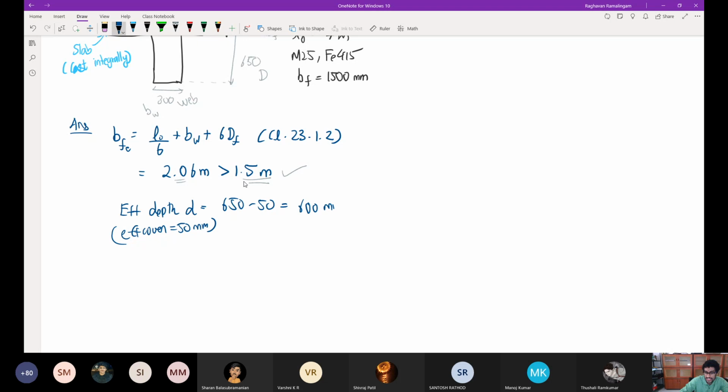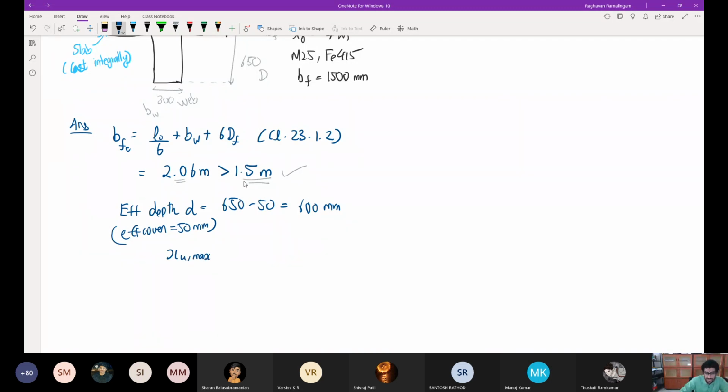But I'm just assuming this. 50 mm is usually a reasonable assumption for effective cover for any beam. Whether it's singly reinforced, doubly reinforced, or a flange section, you can use 50 mm by default for any moderate exposure conditions for effective cover, not clear cover. Okay, so this is there.